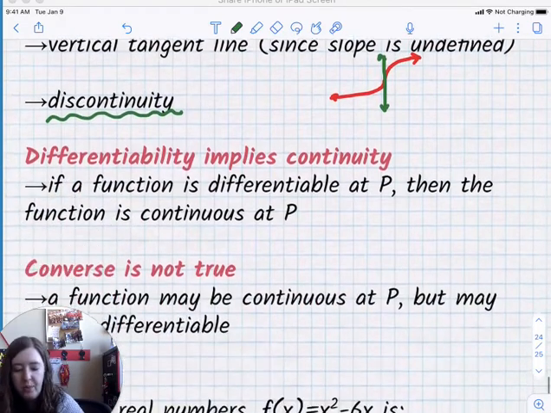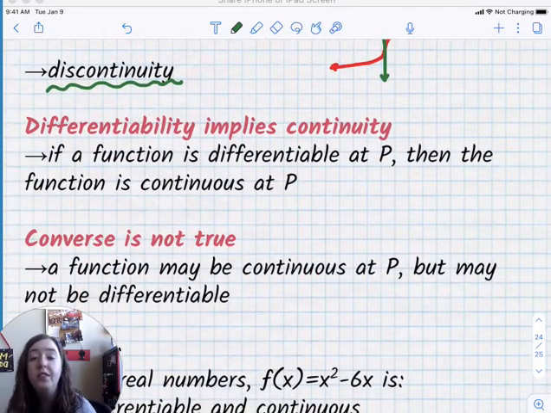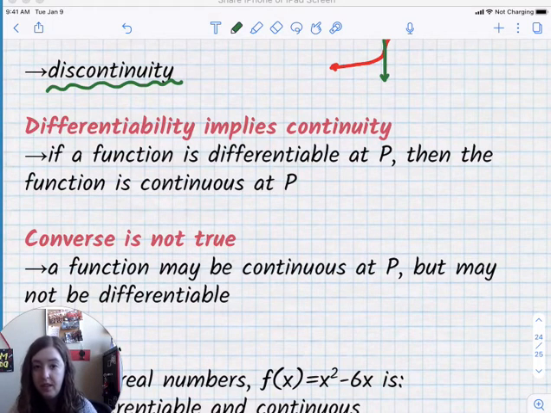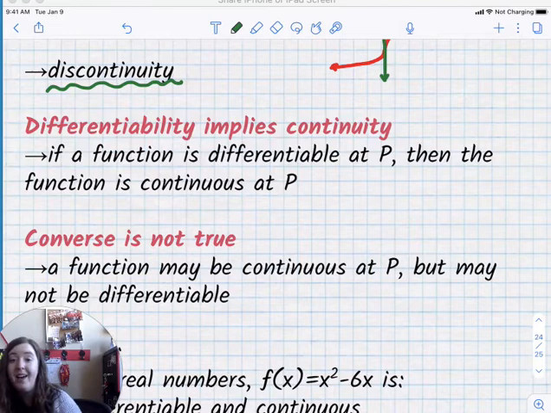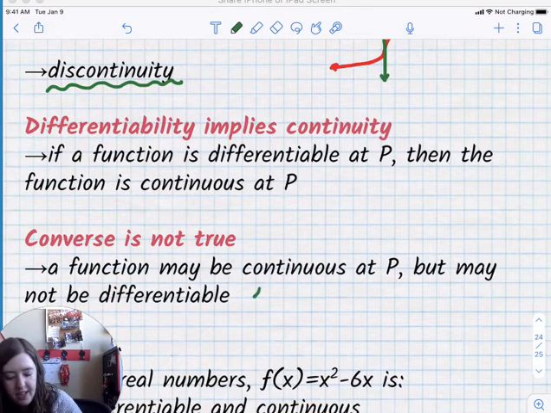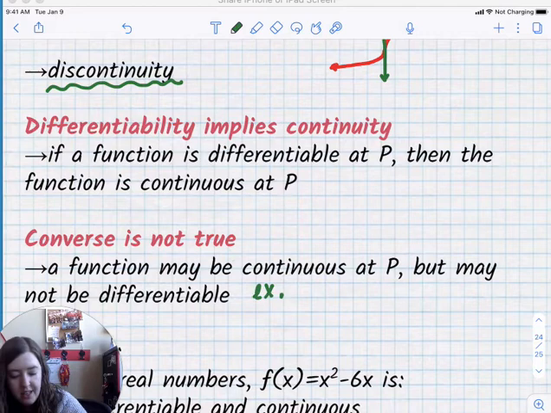Now, things that are important to know. Differentiability implies continuity. What that means is if we know a function is differentiable at p, then we know that it has to be continuous at p. But flip it around, and that might not be true. A function might be continuous at p, but it might not be differentiable. For an example of this, let's think of, again, the absolute value function.